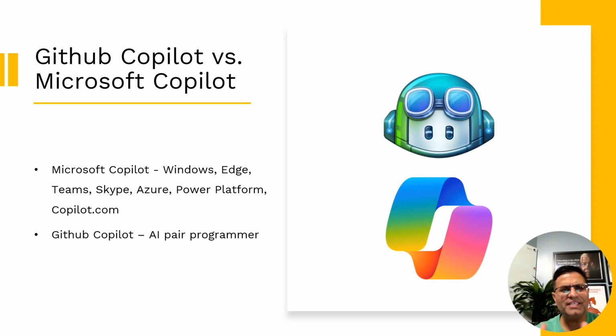There are two kinds, separate: GitHub Copilot and Microsoft Copilot. I'm sure you have seen on your Windows operating system, the Copilot sign is everywhere. It's on Windows, Microsoft Edge has it, Teams has it, Skype, Azure, Power Platform, everywhere you can see Copilot now. You can also go to copilot.com, where it will work like ChatGPT. Then the second component is GitHub Copilot. GitHub Copilot is a little bit different. It's only for software development help. It's an AI pair programmer. So it doesn't do much besides software development.